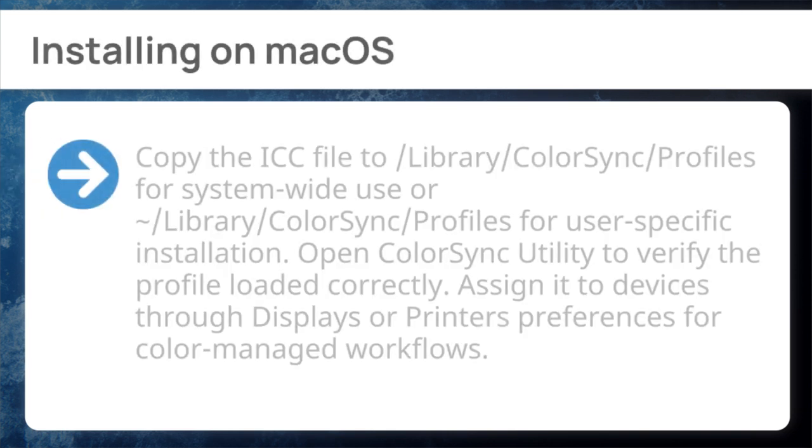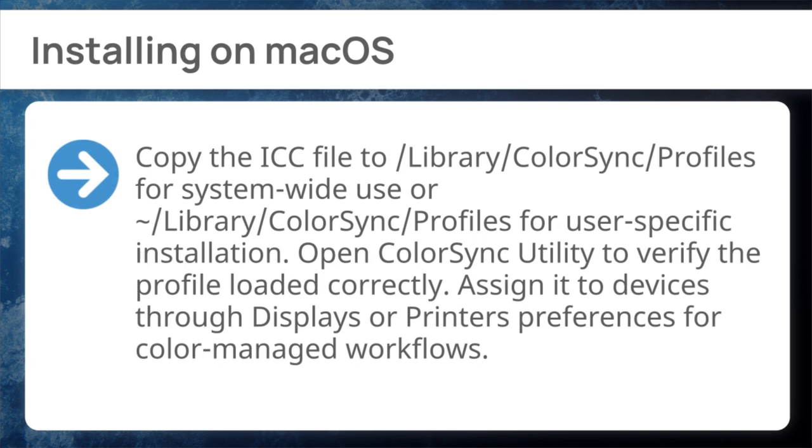Next, installing on macOS. Copy the ICC file to /Library/ColorSync/Profiles for system-wide use, or ~/Library/ColorSync/Profiles for user-specific installation. Open ColorSync Utility to verify the profile loaded correctly. Assign it to devices through Displays or Printers preferences for color-managed workflows.